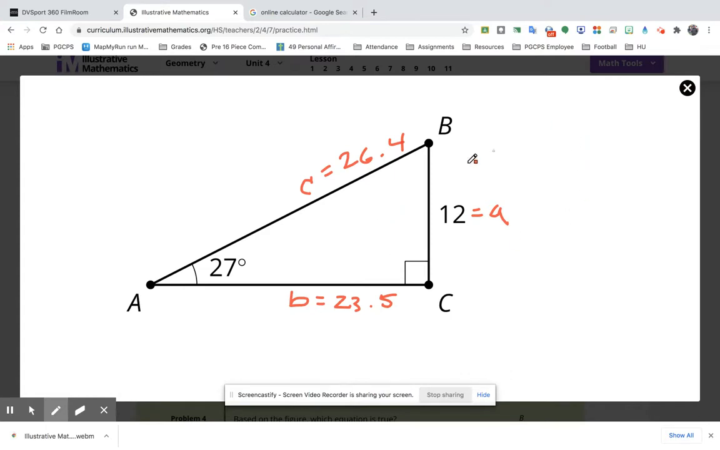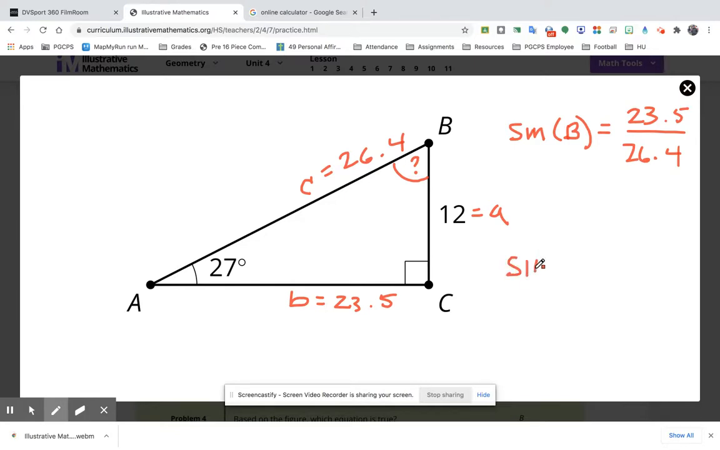And so to find angle B, I'm going to kind of mark it so we have a visual. So we're going to do sine of B because that's what we're familiar with, and that's what we're used to doing. We know that sine will be opposite over hypotenuse, so it's B over C. So we know that B is 23.5 and our C is 26.4. Well, now what we'll have to do is the inverse of that ratio.